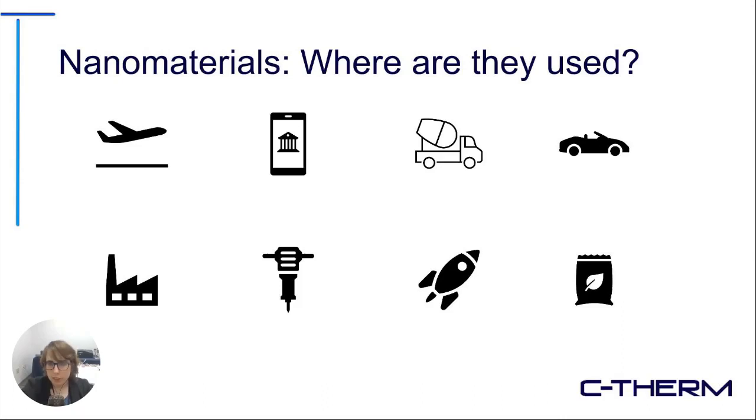It's used in aviation. Many of the parts in a rocket that need to be light but also quite strong, and in some cases also have a high thermal conductivity, are made out of nanocomposites.